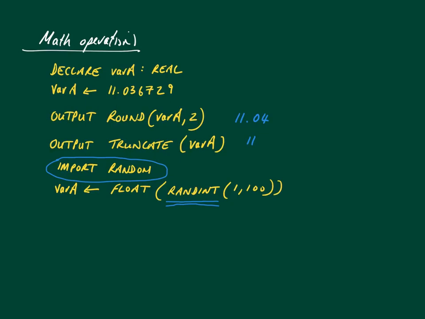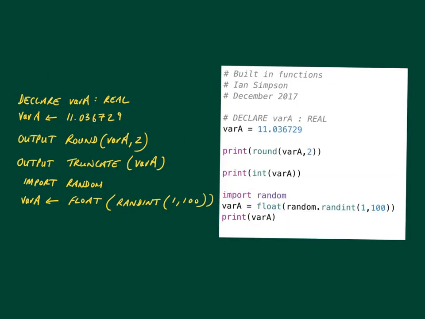But of course, the variable a is a real number, and so we want to store it as a real number, not as an integer number. So we convert the random number between 1 and 100 into a floating point number. And so here's the pseudocode on the left hand side, and I've generated the Python that you need to replicate this on the outside.